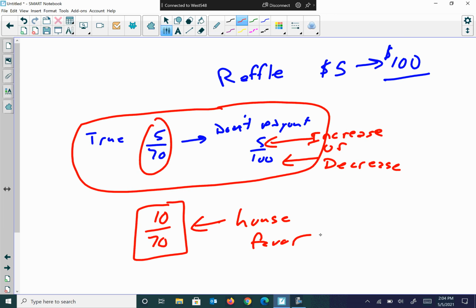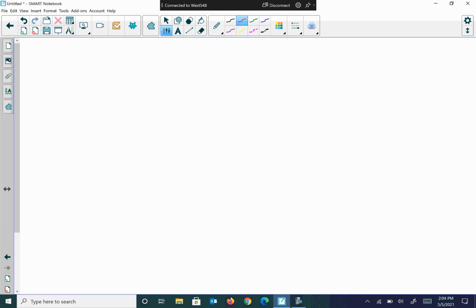Now, let's talk about that a little bit. I know we talked about the game of craps. These are two numbers in the game of craps that people feel safe to bet on. The reason they feel safe is you have more outcomes of this taking place.